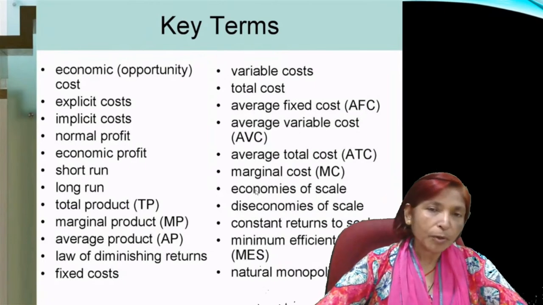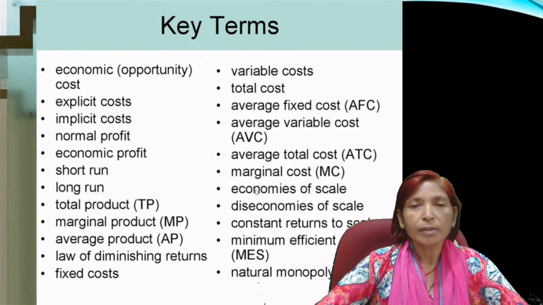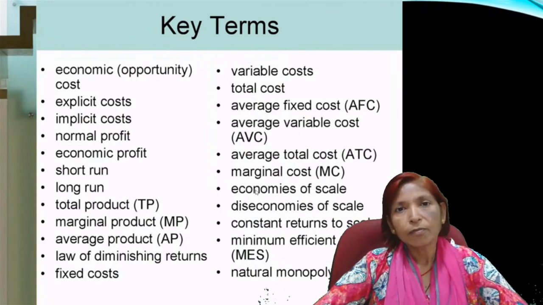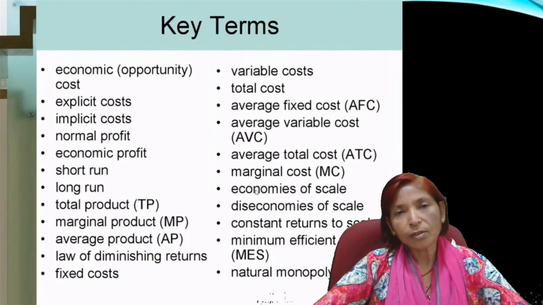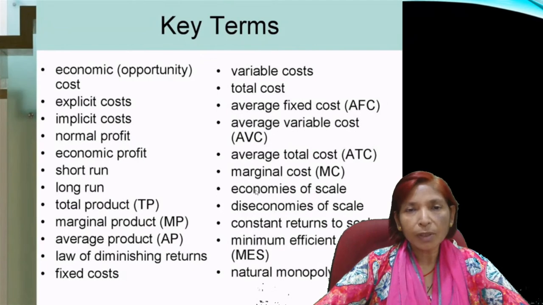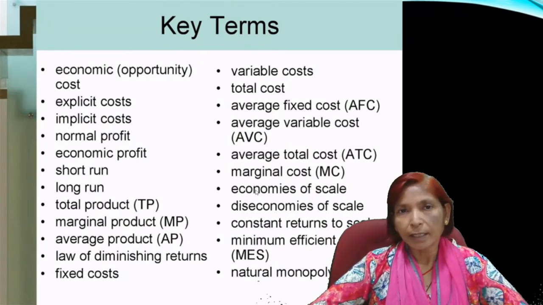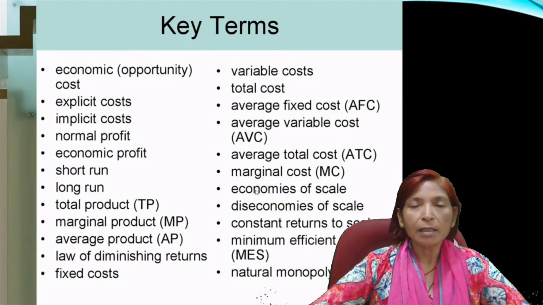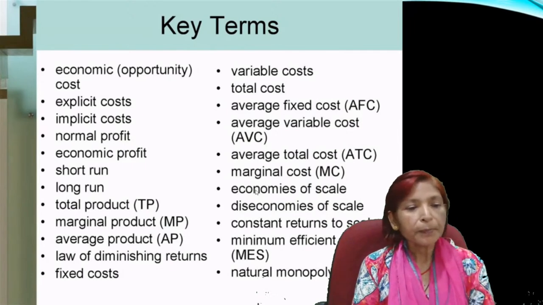Next is total product. Total product is the total amount of goods and services which we can produce with the help of four factors of production and other factors like fuel, raw material, and other things which are necessary to produce goods and services.